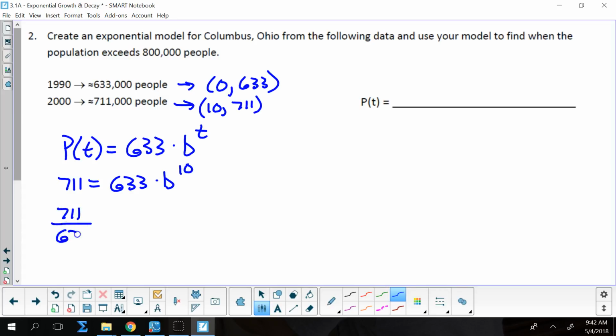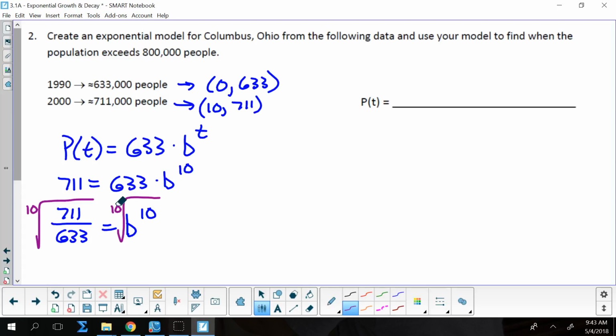711 divided by 633 is b to the 10th power. And then take the 10th root. How do you do that on a scientific calculator? Yep, you take it to the 1/10th power. You got the little caret key, okay?